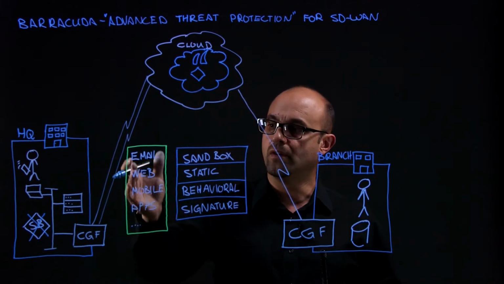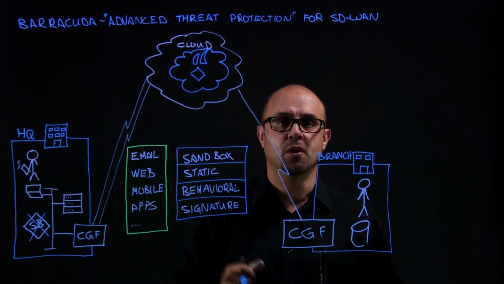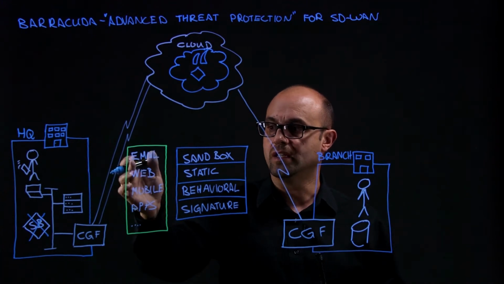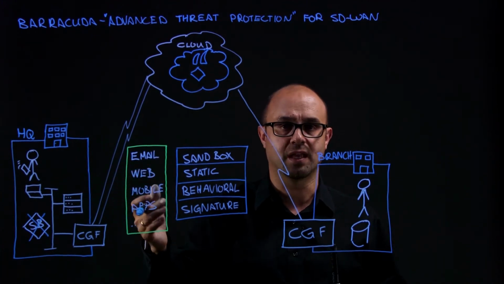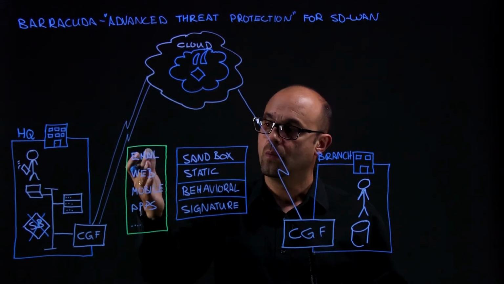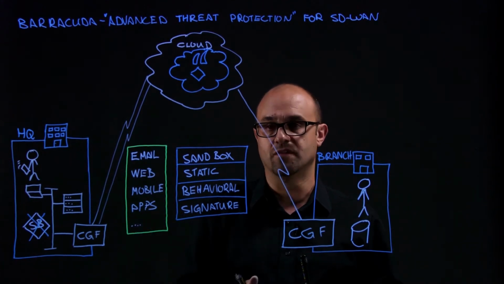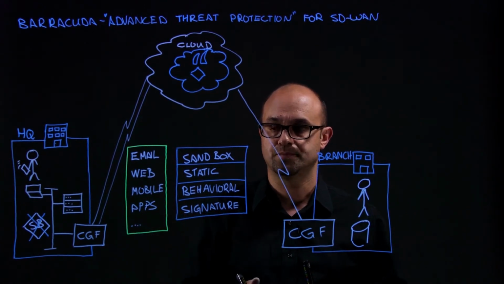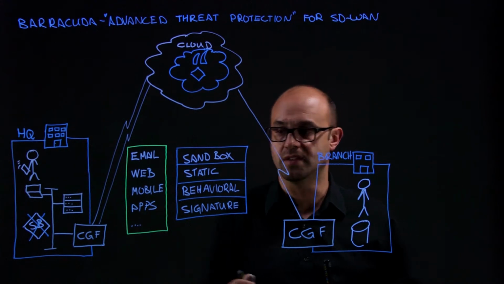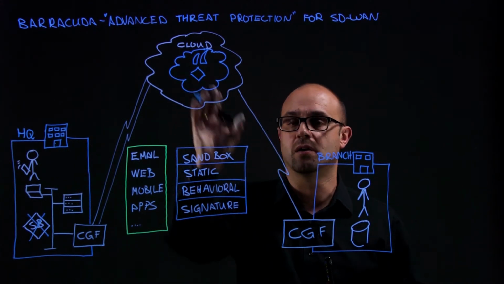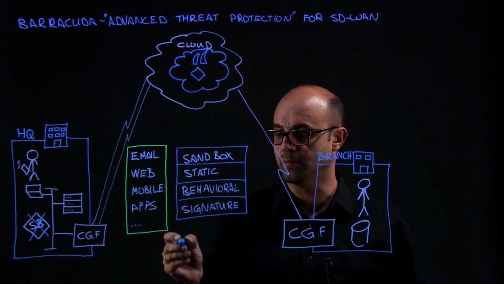Barracuda, as a full portfolio company, covers most of the threat vectors, certainly email, web, mobile applications, and more, which can all be conveyors of malware into your system. So let's take an example of this, and let's have a look at the Barracuda Advanced Threat Protection System.